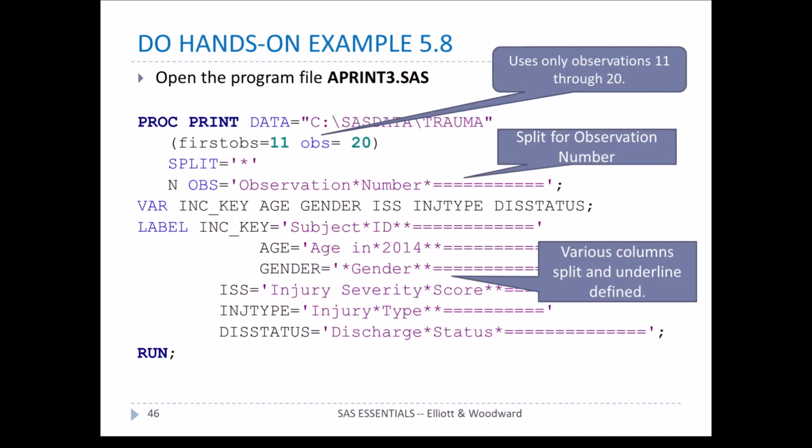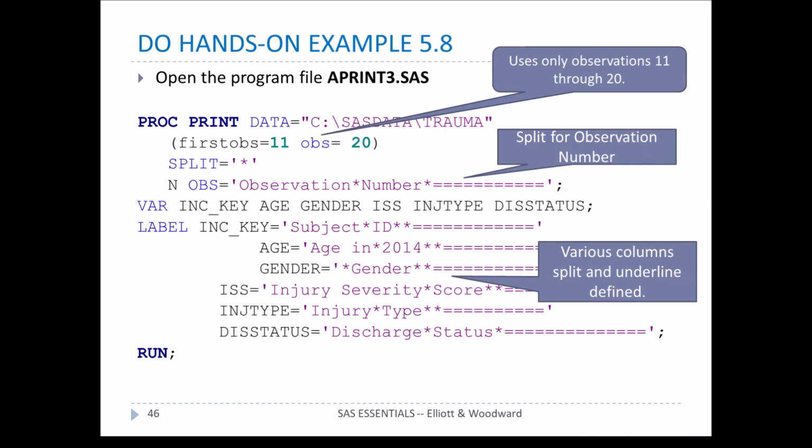Open up a file called aprint3.sas, and we have a number of things going on in this program. So we're doing a PROC print of some data called trauma. As we mentioned earlier, we have this firstobs and obs variables in here. Firstobs 11 and obs 20 means for it to only use observations 11 through 20.